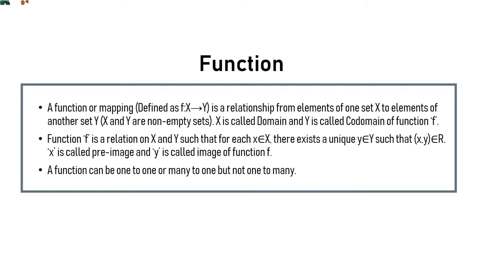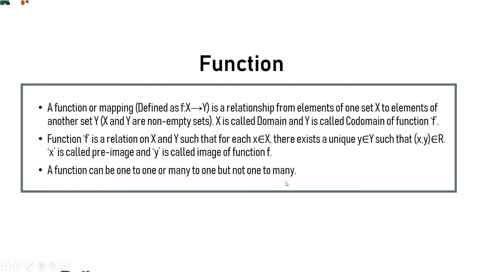A function, also called a mapping, is a relationship from elements of one set X to elements of another set Y, such that X and Y are not empty sets. X is called the domain, while Y is called the codomain of the function f. Please note that a function can be one-to-one or many-to-one, but not one-to-many.